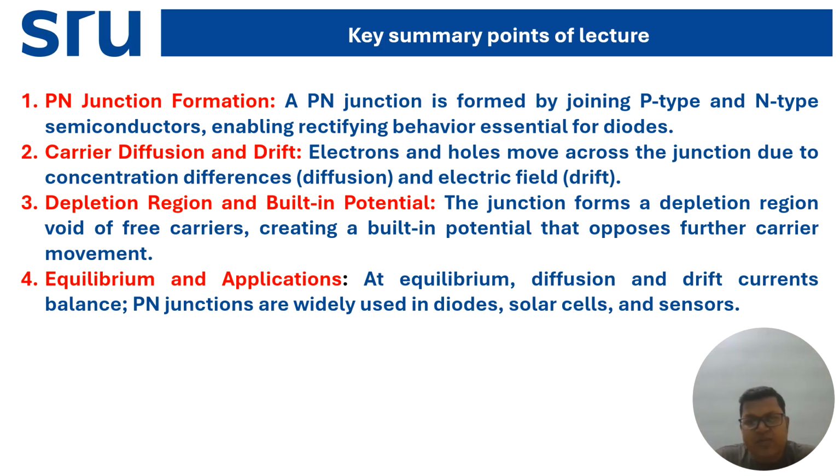The fourth point we understood, the equilibrium and the applications. At equilibrium, diffusion and drift currents balance. So diffusion and drift currents for both electrons and holes balance each other. So there is net zero current at the equilibrium condition. And PN junctions are widely used in diodes, solar cells, and sensors. So these are the key summary points of the understanding from PN junction diode and equilibrium formation.